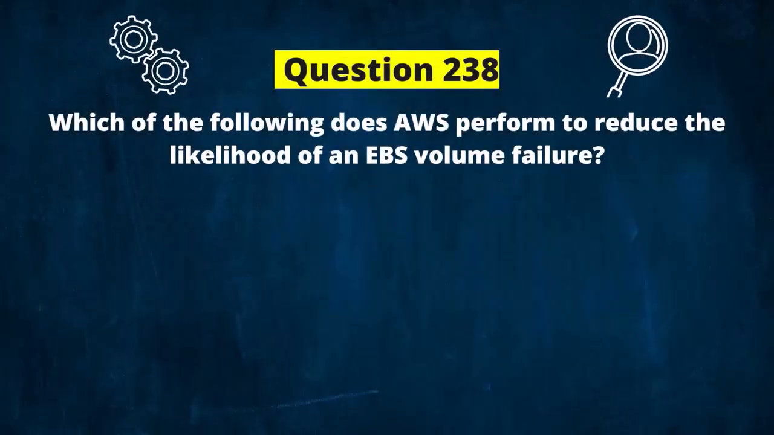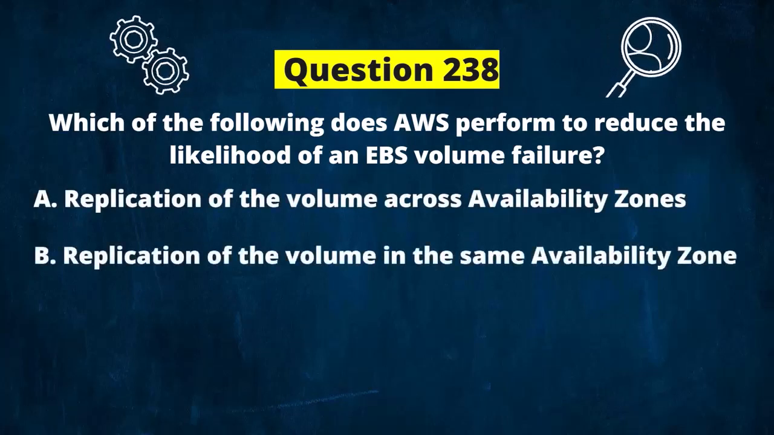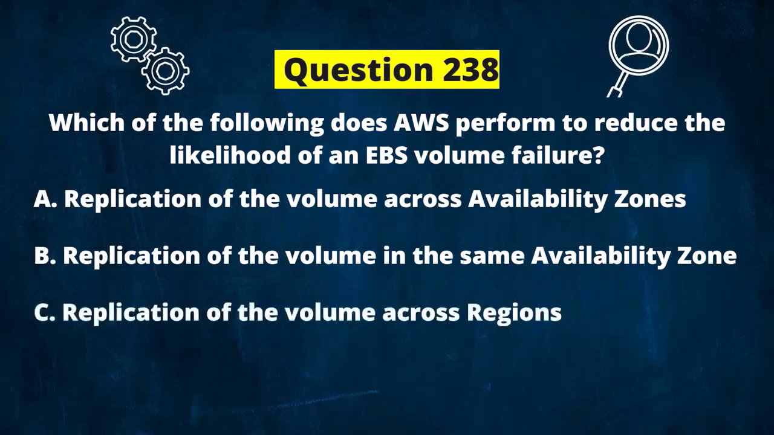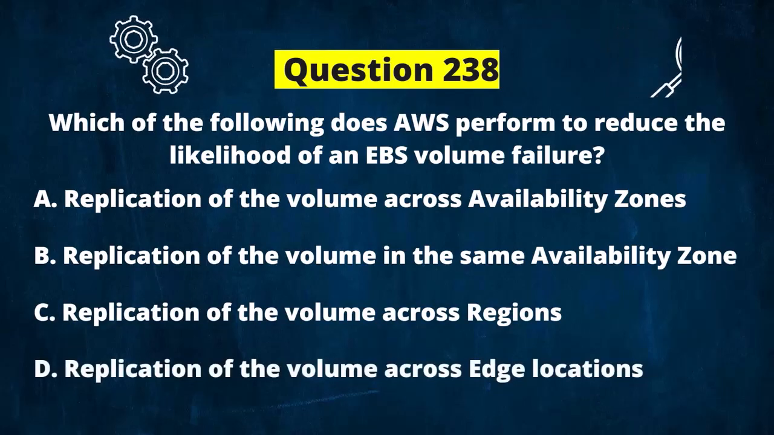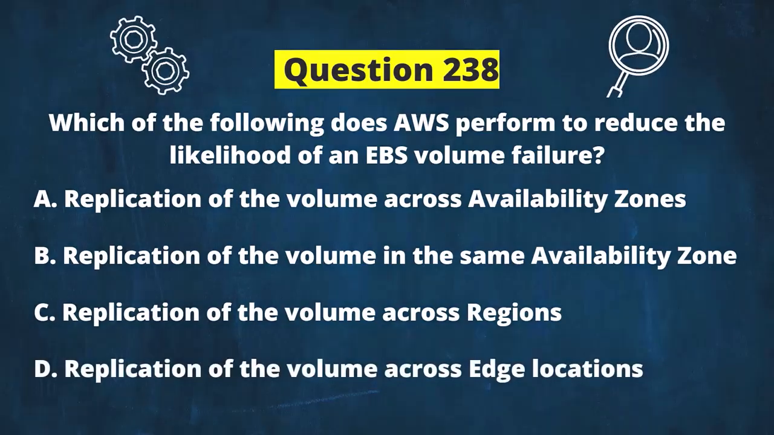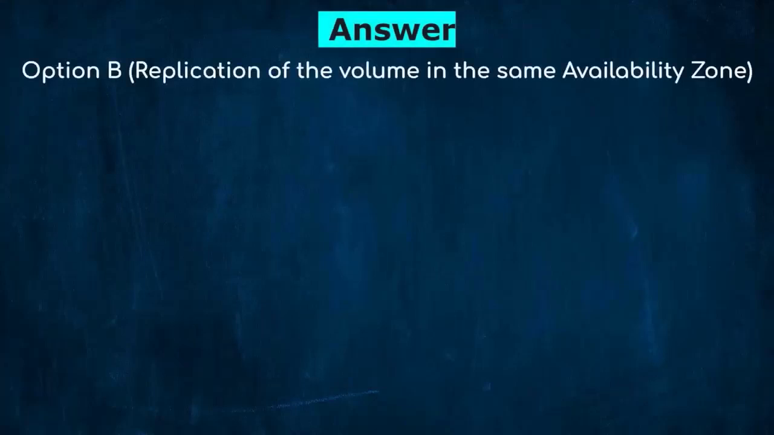Next question. Which of the following does AWS perform to reduce the likelihood of an EBS volume failure? And the options are A. Replication of the volume across availability zones, B. Replication of the volume in the same availability zone, C. Replication of the volume across regions, D. Replication of the volume across edge locations. And the correct answer is option B. Replication of the volume in the same availability zone.